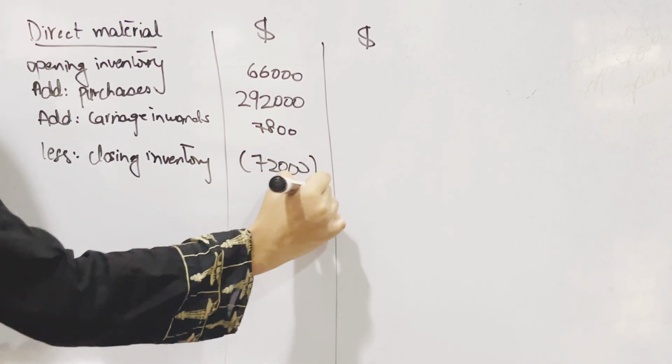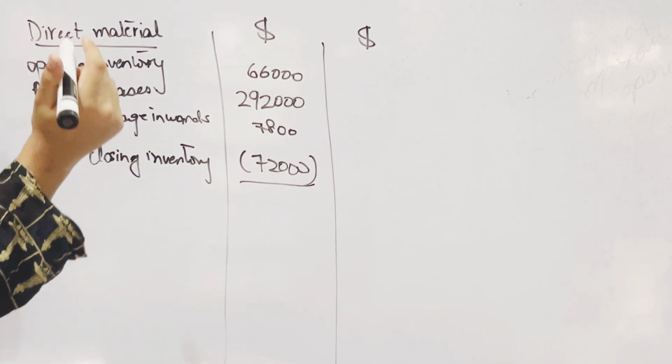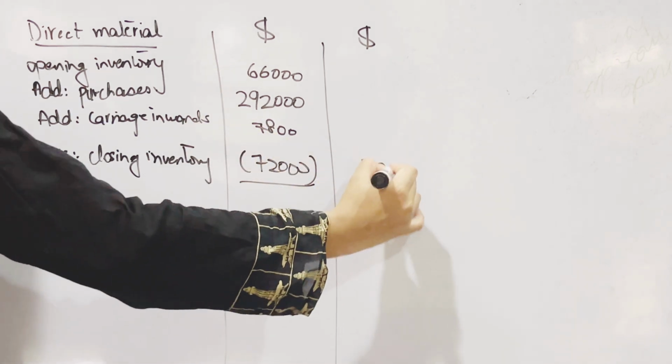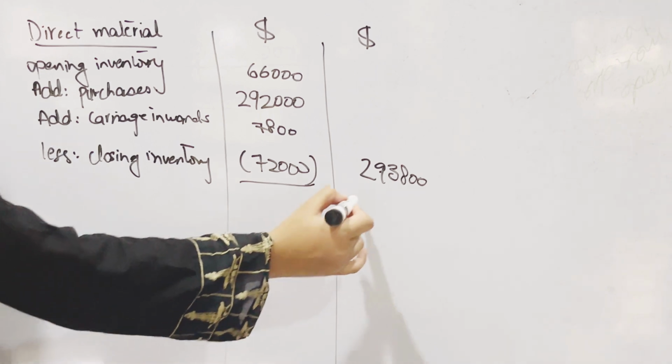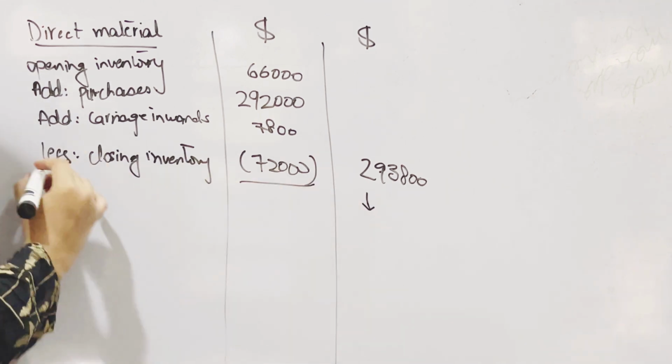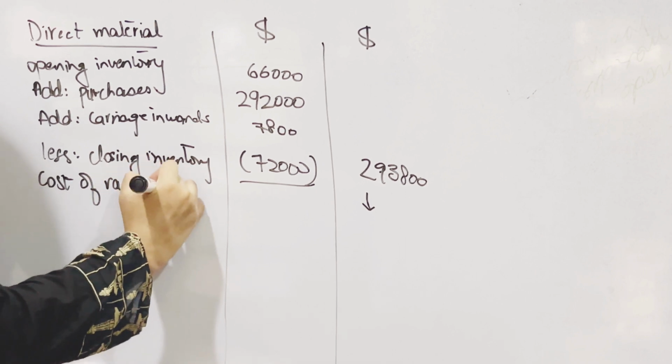So this was very basic. It's just like what we do in the trading account of an income statement, only the raw materials and carriage inwards are included in the manufacturing account. Hence you get the answer as 293,800. You are supposed to write it here and label it as cost of raw material consumed.